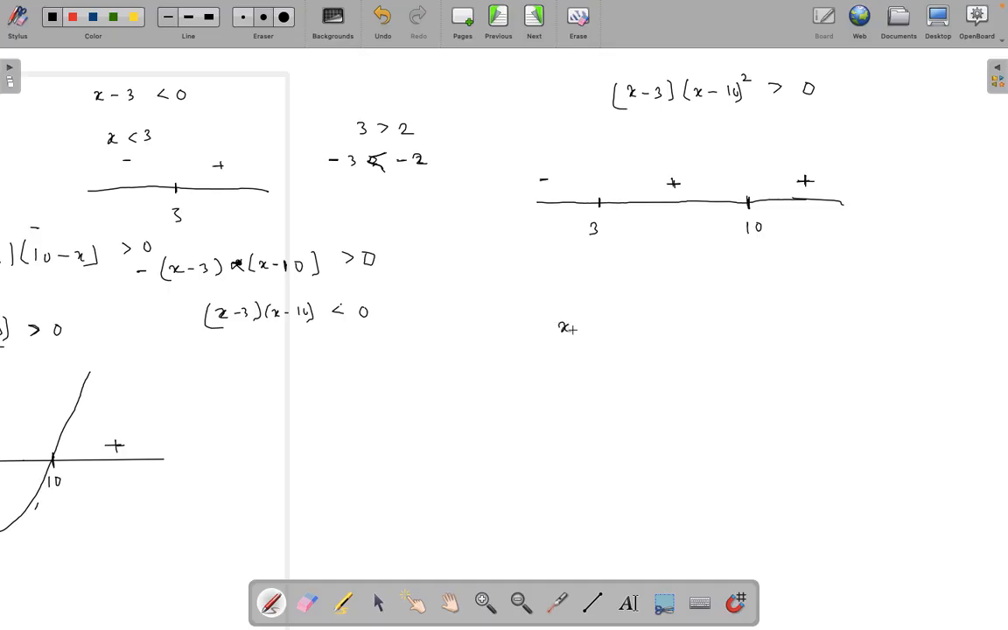So then you have, say for example, x minus 3 whole square, x minus 10 cube, x minus 5 to the power 10, is greater than 0.